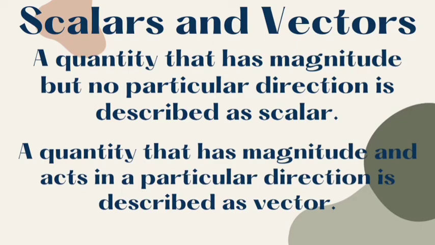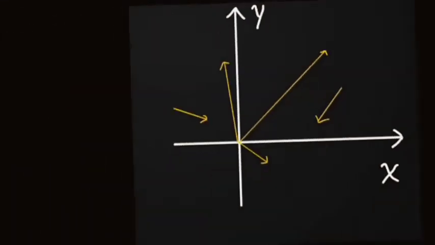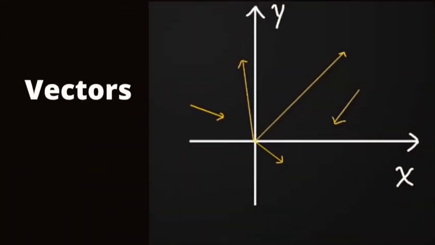Scalars and vectors. A quantity that has magnitude but no particular direction is described as scalar. A quantity that has magnitude and acts in a particular direction is described as vector. Here is a diagram that describes vectors.